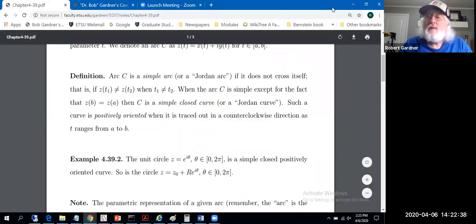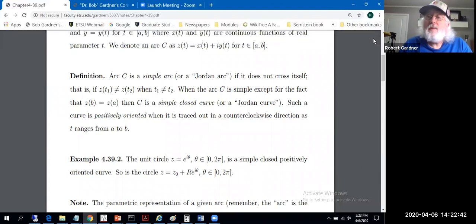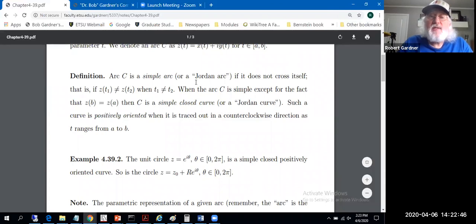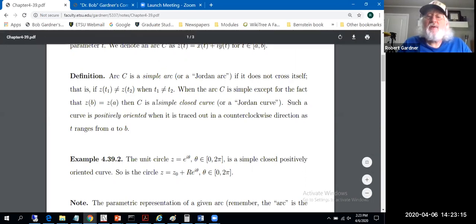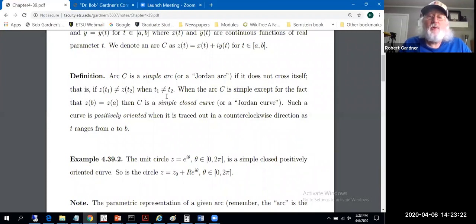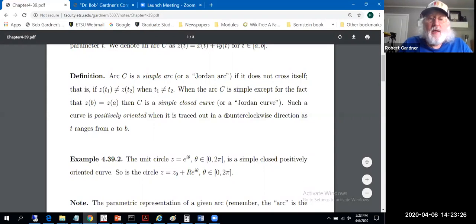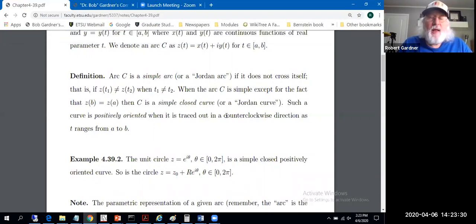An arc C is a simple arc, or Jordan arc, if it does not cross itself, that is, z of t1 and z of t2 are distinct, provided t1 and t2 are distinct. You think of t as time. That's why they've chosen t for the parameter. We'll start at time A at the complex number z of A. Then as time goes by, we'll trace out some trajectory in the complex plane, ending up at z of B, when t equals the final value in the interval over which we have the parameterization. We said A to B above. So the curve doesn't double around and pass through a point twice.